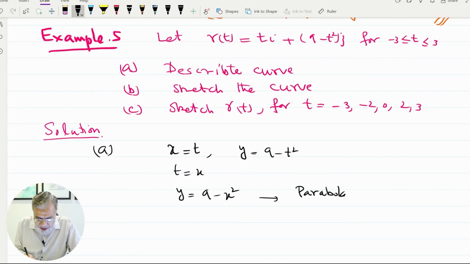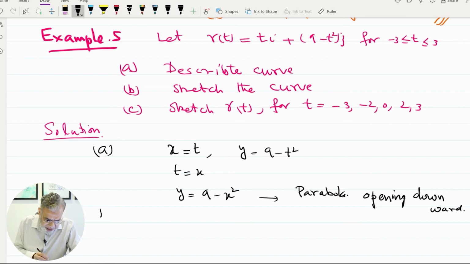So one thing is, the equation is representing a parabola, number 1. It's opening downward because the coefficient of x squared is negative. If it was positive, then it would be opening upward. So it's opening downward. Part B is to sketch the graph.